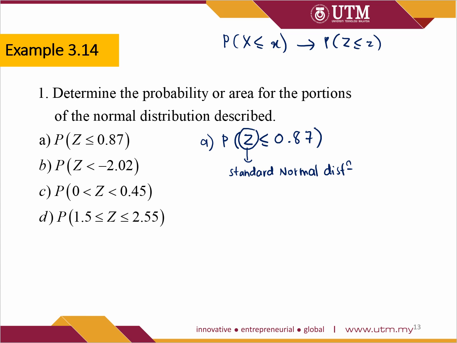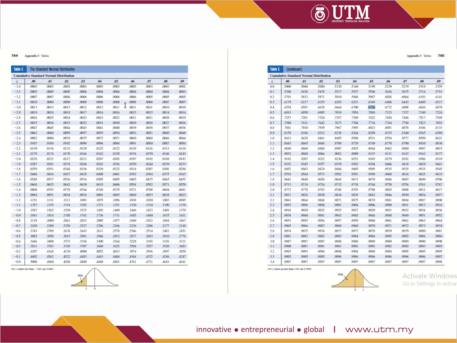Please refer to your Luhmann table, and then go to table E. In table E, there are 2 pages. On the first page of table E, here is the Z score or Z value, Z equals negative 3.4. In the first row, we have 0.00, 0.01, 0.02, and so on up until 0.09. And the first column goes up until negative 0.0.